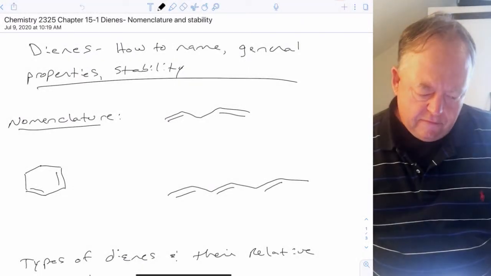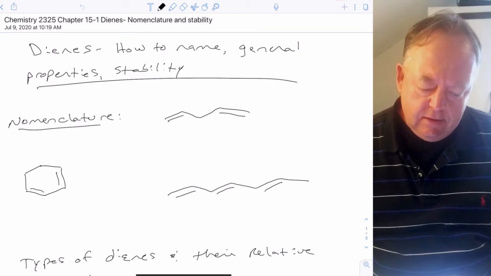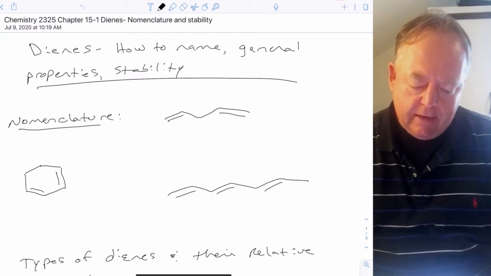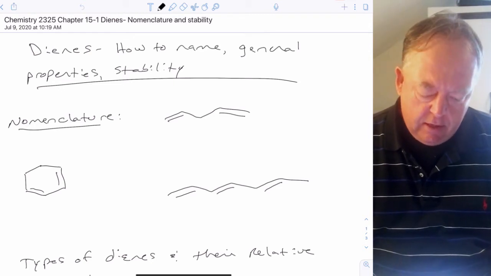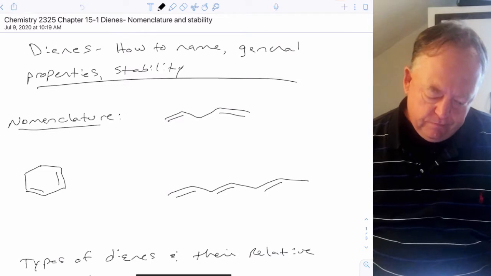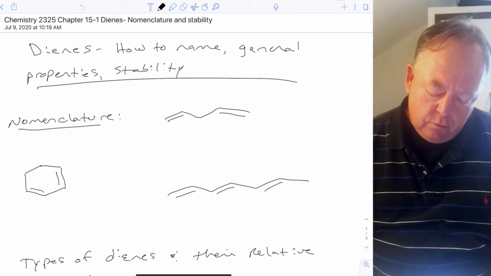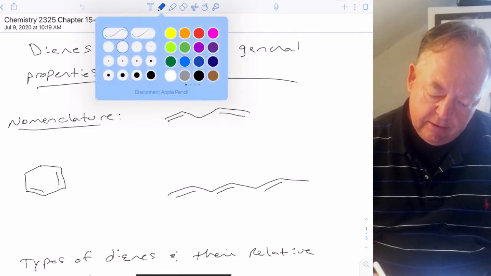So this will be the first lecture over chapter 15, so lecture over dienes. In this lecture we'll look at how to name them, look at their basic general properties, and look at the different stabilities of the different types of dienes. With regards to naming them, it's pretty similar to how to name an alkene.